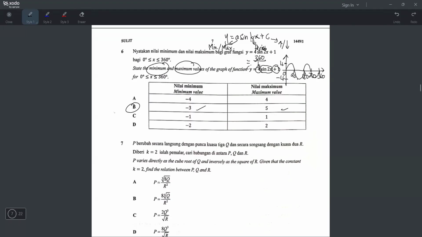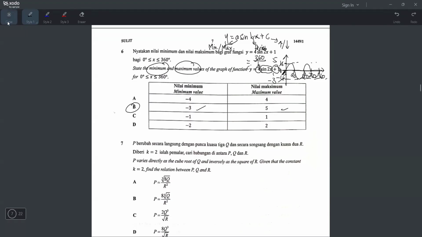When I teach my own students, I just teach them straight away, take these three numbers and just plus 1, plus 1, plus 1. So 4 plus 1, 5, 0 plus 1, 1, negative 4 plus 1, negative 3. That means your minimum value is negative 3 now, and your maximum value is 5. And your x-axis is no longer here. Your x-axis will be down here a bit, because the 0 becomes 1 already. You plus 1, right? That is why the answer is B.